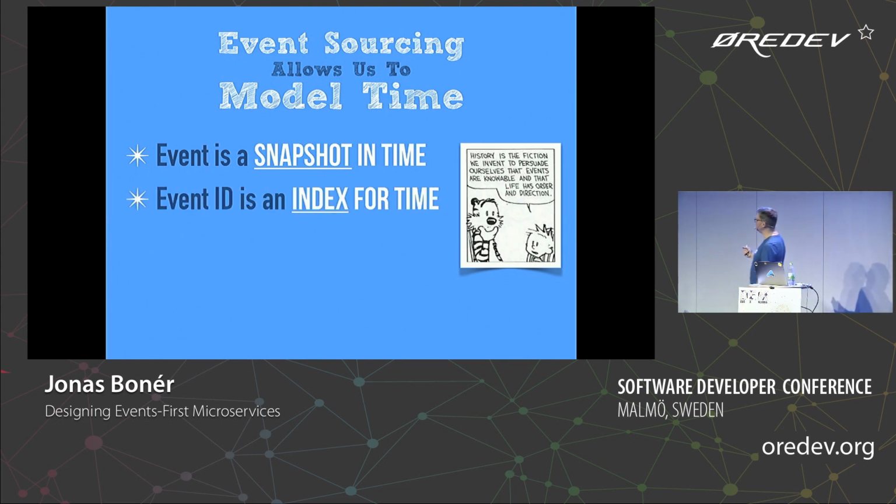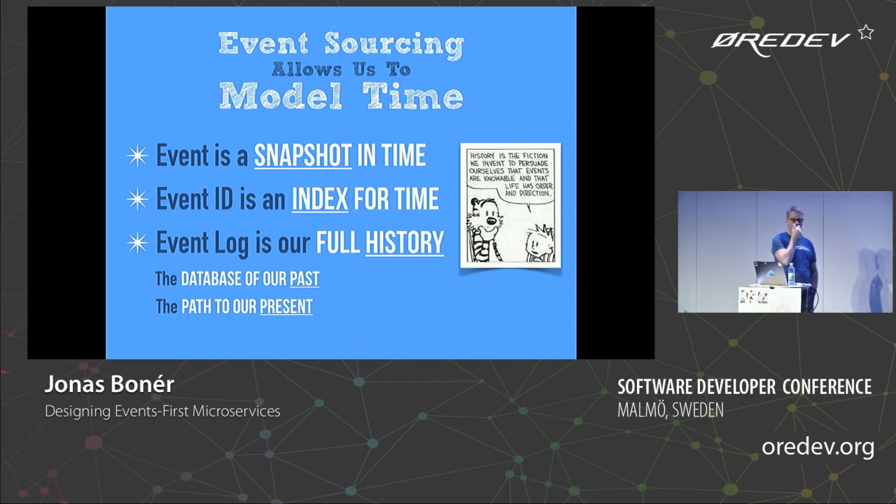If the event ID is our index, or sort of our time cursor, you can jump in and read at any point, replay from any time, etc. And our event log here is our full history, everything that's ever happened. This means that our database is no longer just a view of what's happening right now. It's actually a full database of the past, of everything that's ever happened, and that's actually the path to our present.